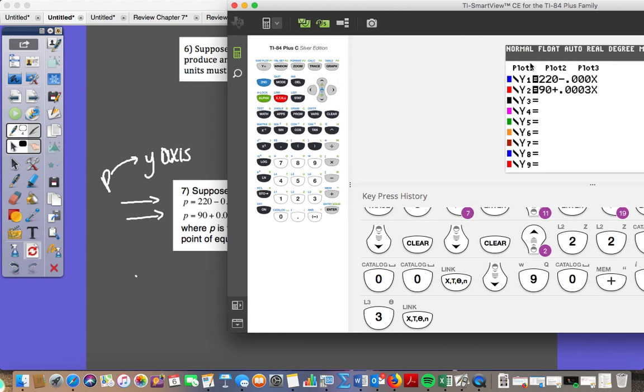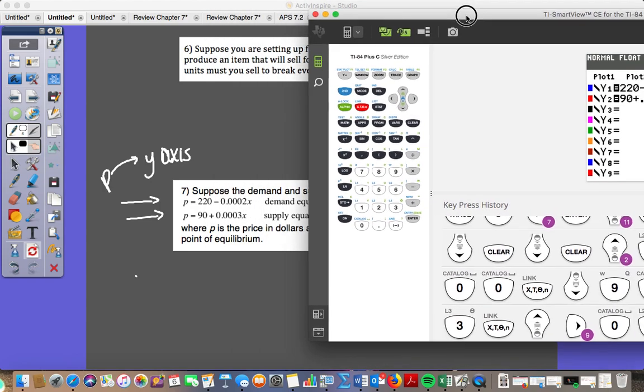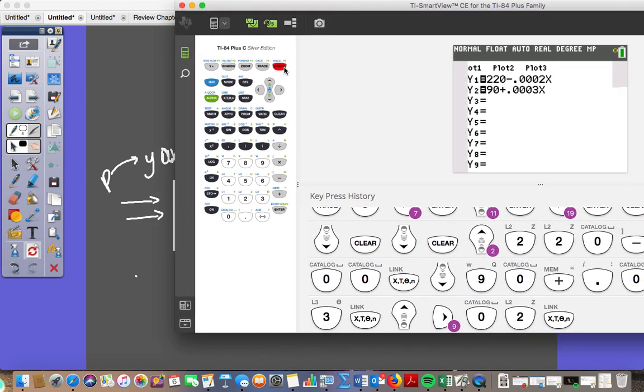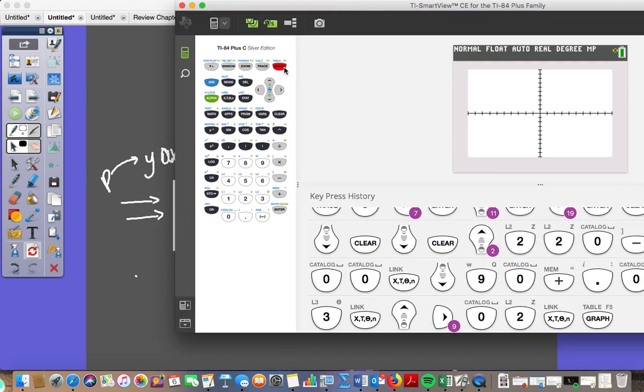All right, so we've got, let me go back up here because I think I forgot this. 0.0002x? Yeah, I think that's good. Make sure that I've got it plugged in right. All right, here's the graph. Let's see if it actually shows it to us. It doesn't look like it actually shows us.